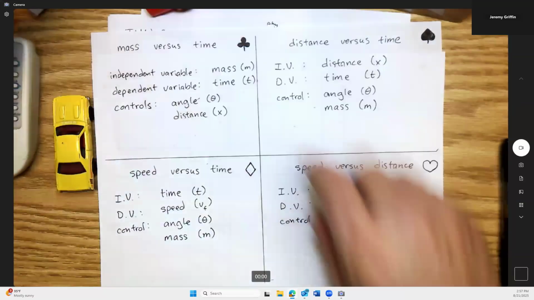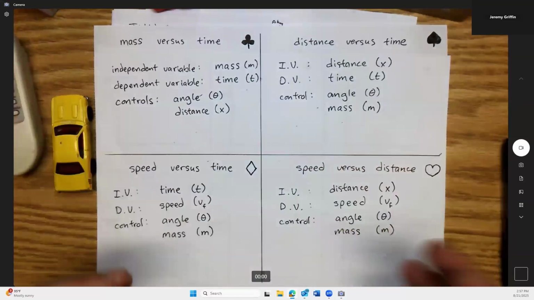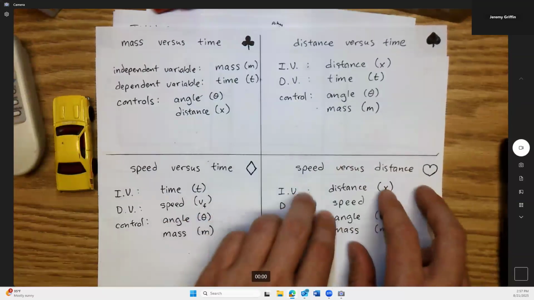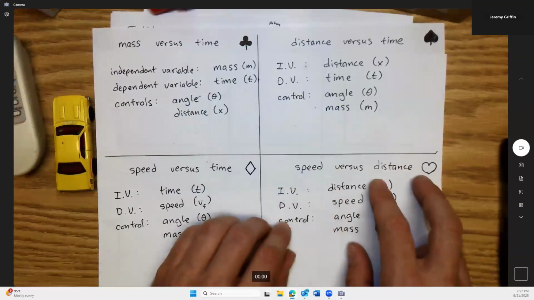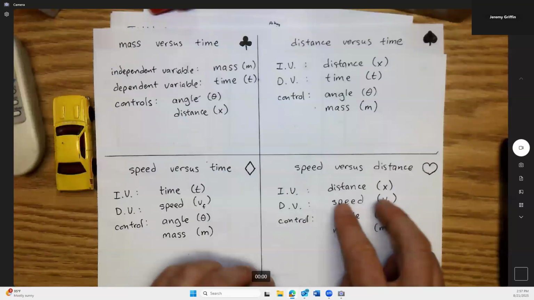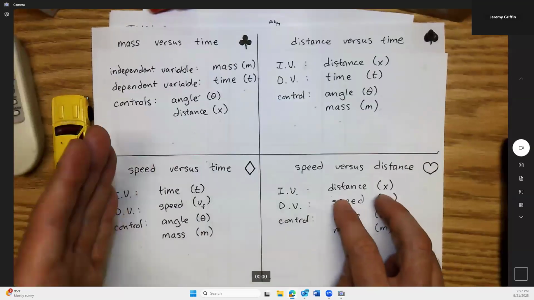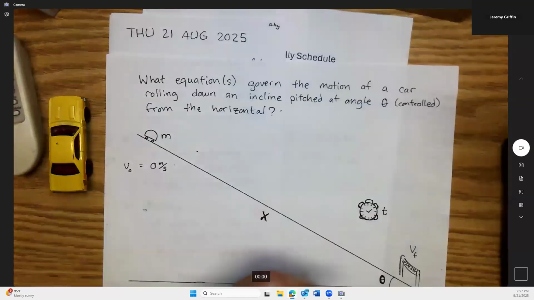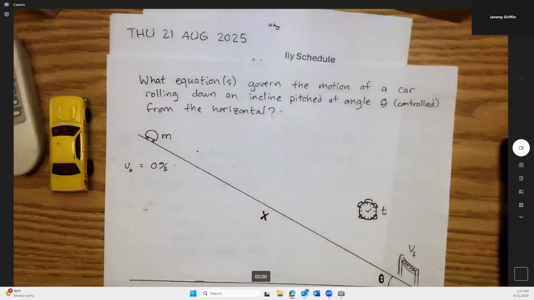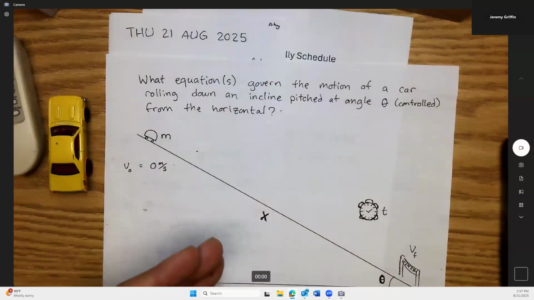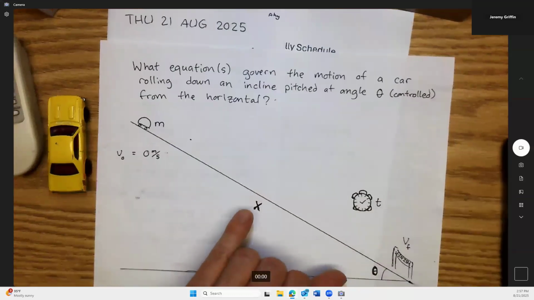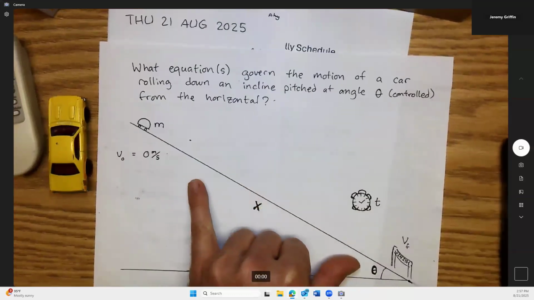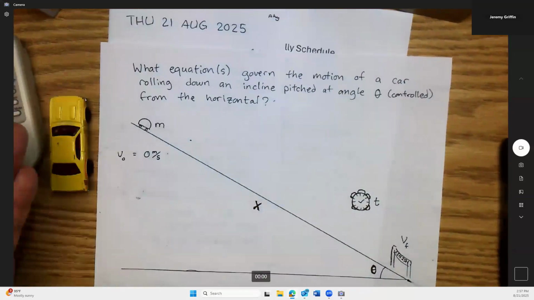So diamonds and hearts can both test speed, but from slightly different perspectives. Maybe we'll start with the hearts. If you have the hearts, I want you to vary the distance and measure it. Keep track of different distances and the corresponding speed. Do you think the further the car rolls, the more speed it's probably going to pick up? That probably makes sense, right? But again, is it a linear relationship? Let's say if you double the distance, is it double the speed? Or is it something a little bit different?